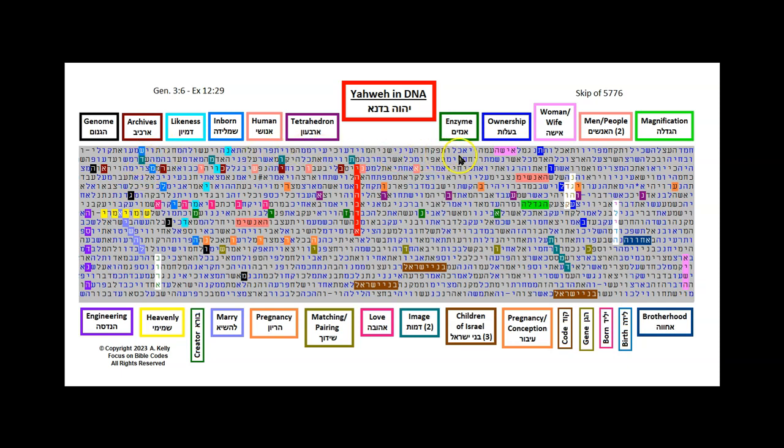This first line of the matrix is from Genesis chapter 3, verses 6 to 8, and it's about Adam and Eve. This passage of Scripture is talking about the first sin of the human race, which was eating from the tree of the knowledge of good and evil.